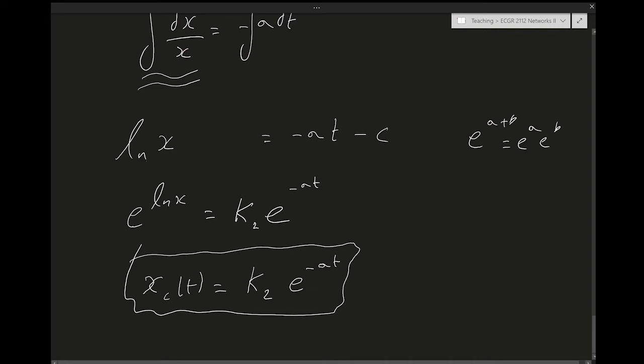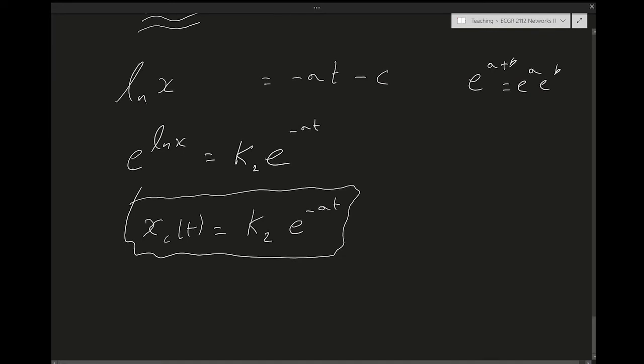Another way, which is kind of helpful and is going to lead us to the typical method for solving the second order differential equation, is the method of finding the characteristic equation.